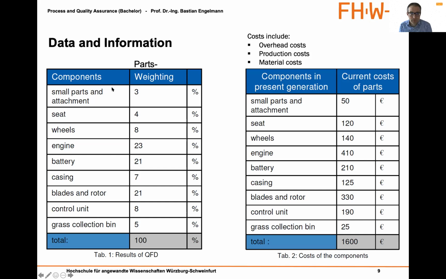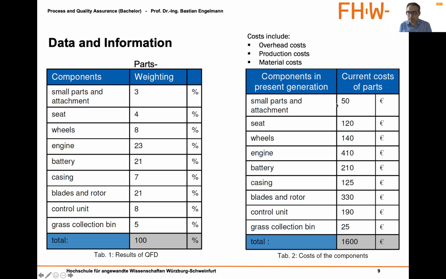Here you see the components of the lawnmower. It's called parts weighting, which is the importance of the parts. We have small parts, seats, wheels, engine, battery, cases, blades, grass collection bin, etc., and their indication in terms of importance or parts weighting. Then we also have the current costs of the parts.